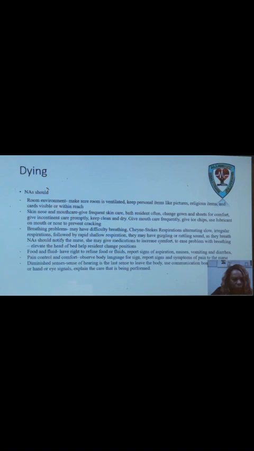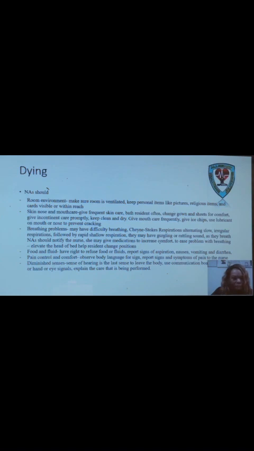Food and fluid. These residents have a right to refuse fluid and food. You want to report any signs of aspiration, nausea, vomiting, and diarrhea to the nurse. Pain control and comfort is important during a resident's transition as they are dying. You want to observe body language for signs. You want to report signs and symptoms of pain to the nurse.